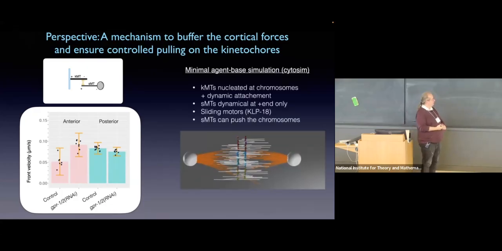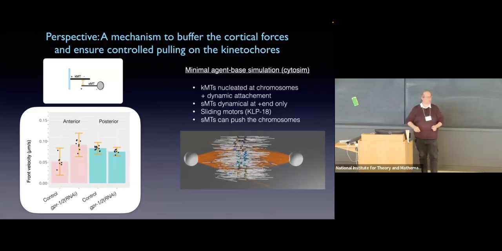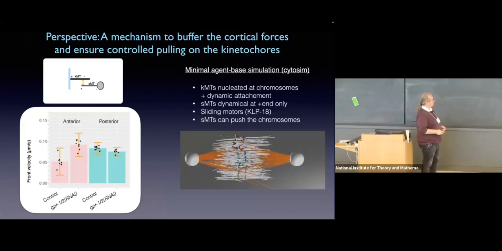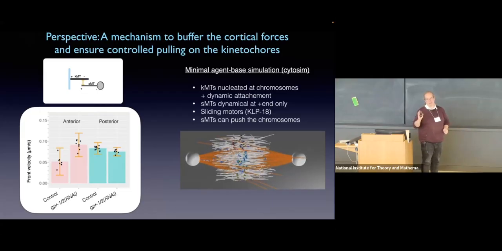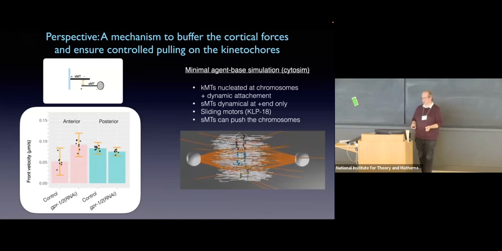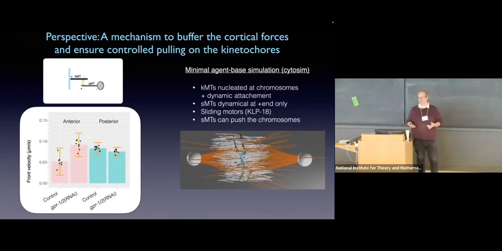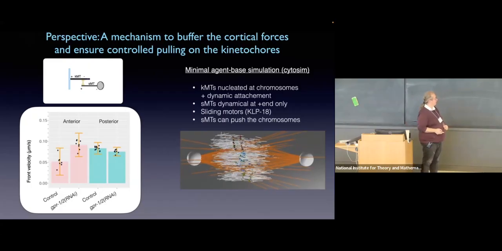So to try to dig into that, we made a minimal system, in the shape of an agent-based simulation with Cytosim, putting only the essential components: the kinetochore microtubule nucleated at the chromosome, the spindle microtubule that are attached to the pole and that are dynamic but not undergoing flux, the KLP18 motors, and the spindle microtubule can push on the chromosomes. And with that, we can reproduce the flux, but the simulation is not yet really stable in parameters, so we still need to work on that.